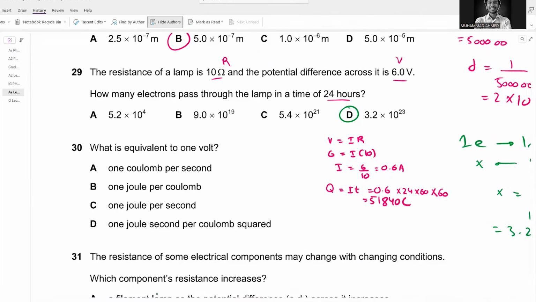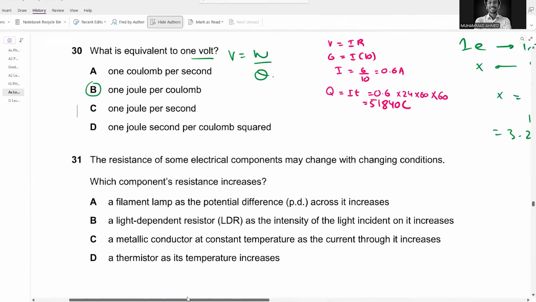आगे बढ़ते हैं जी. चलो. What is equal to 1 volt? Voltage is equal to work done over charge, 1 joule per coulomb. Yeah, B would be your answer. Perfect. Let's further move ahead.